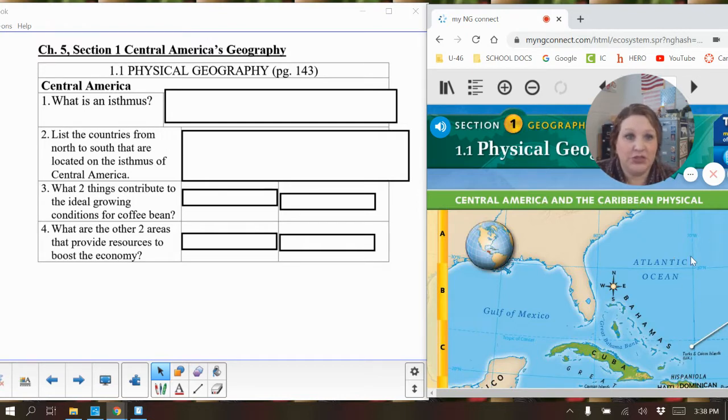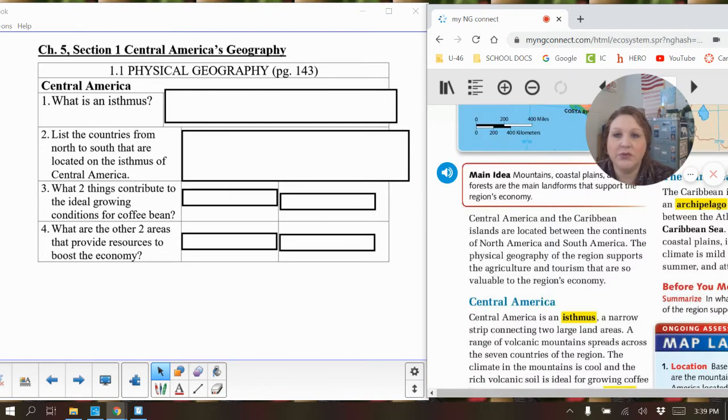And what I want to do here first is, well, actually, I'll do that in a second. We are going to look at the information here for 1.1 physical geography. That's on page 143 in the textbook. And under Central America, we're looking for what is an isthmus. And so I'm going to begin reading at the top here and then go into Central America.